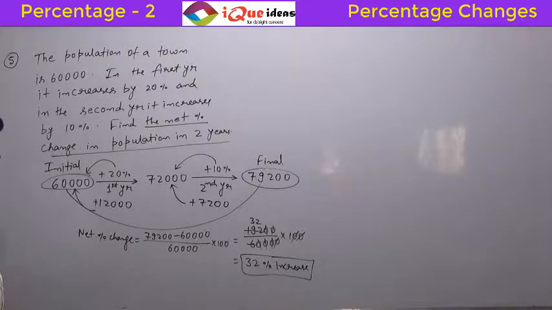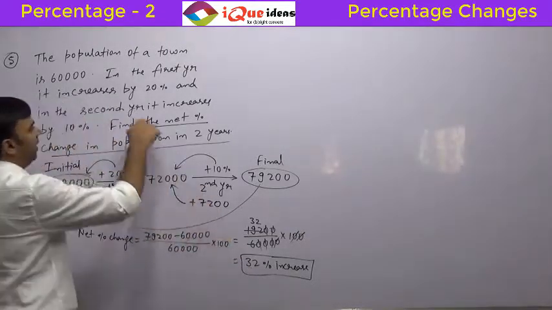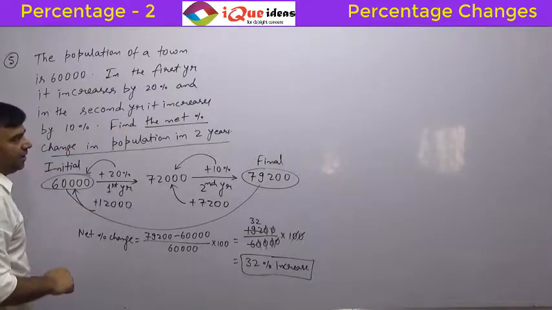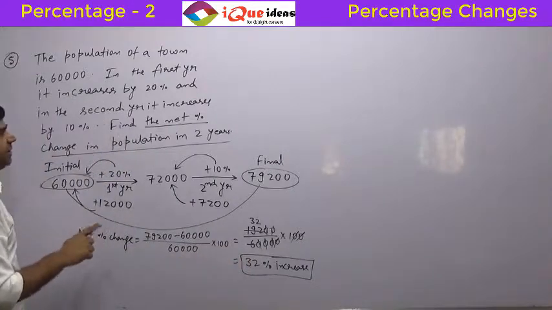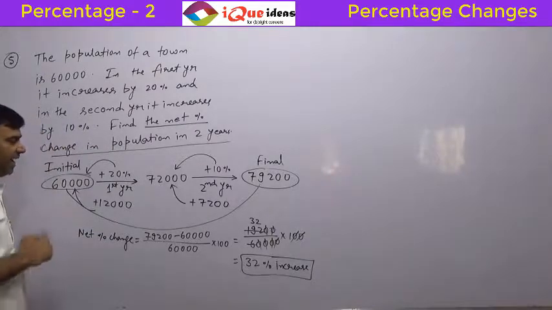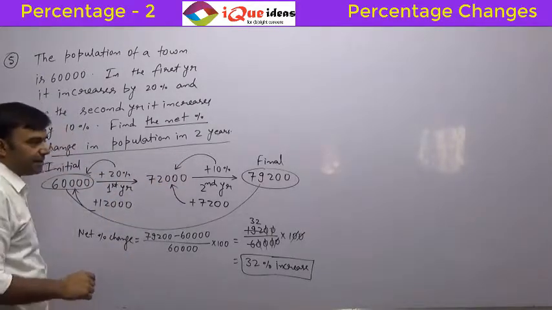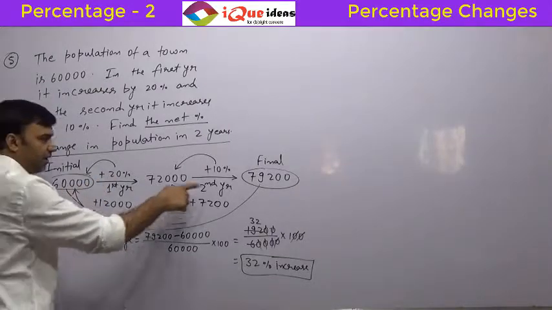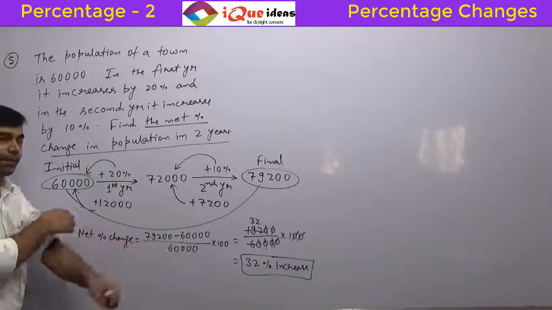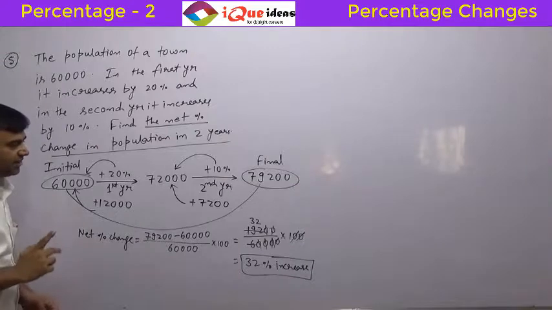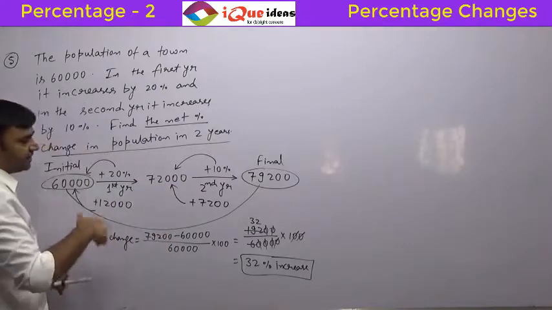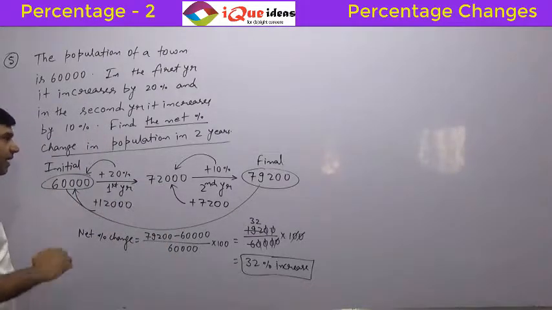Now, a point to note: this is 32, whereas in the first year it increased by 20% and in the second year 10%. The simple addition of 10 plus 20 is 30, whereas the answer is more than 30. How did it happen? It happened because this 20 and 10 cannot be added directly. Why? Because they are not being calculated on the same base. For this 20%, the base is 60,000. For this 10%, the base is 72,000. You can add percentages only when they are calculated on the same base. So be very careful. The answer is not the simple addition of 20 and 10. It is successive addition. We will have one more method right now and one more method later on.